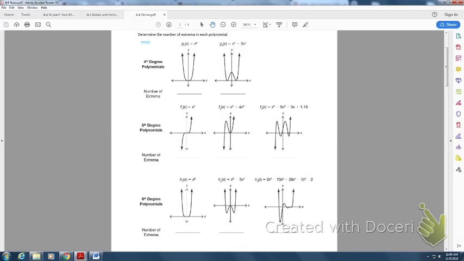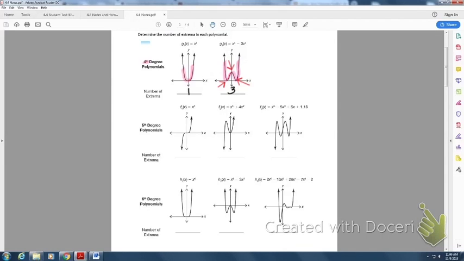So on this first one, this is a fourth degree polynomial. Both of these are. That first graph, it comes down and then it curves back up. So it only changes directions one time, so it would have one extrema. The next one goes down, comes back up, goes down, comes back up. So this one would have 1, 2, 3 extrema. Remember, this is all on a fourth degree polynomial.